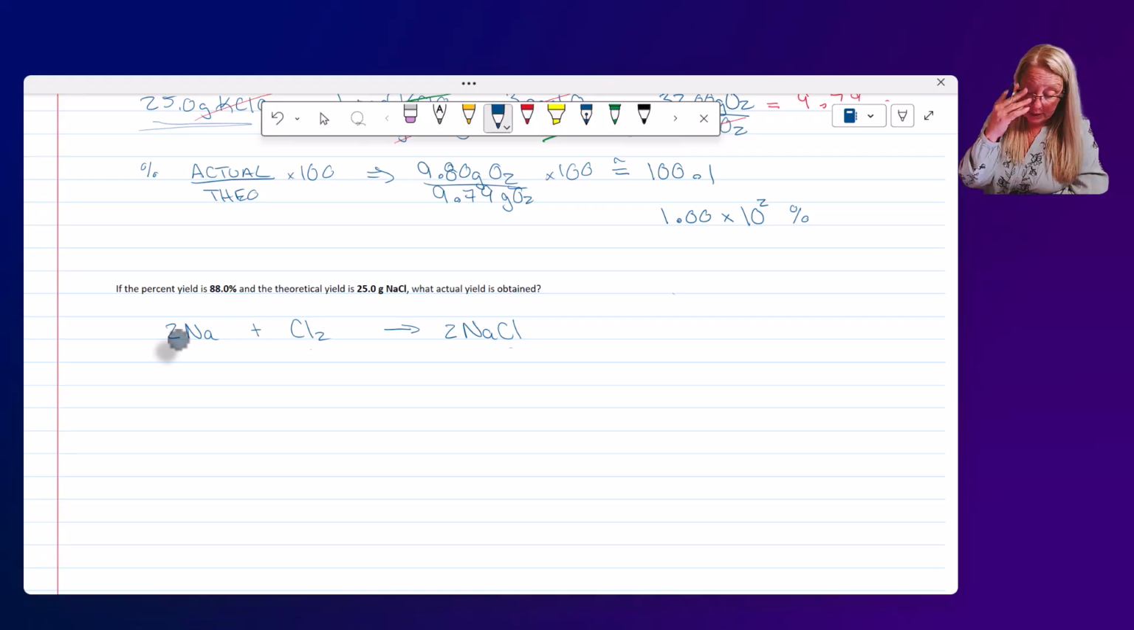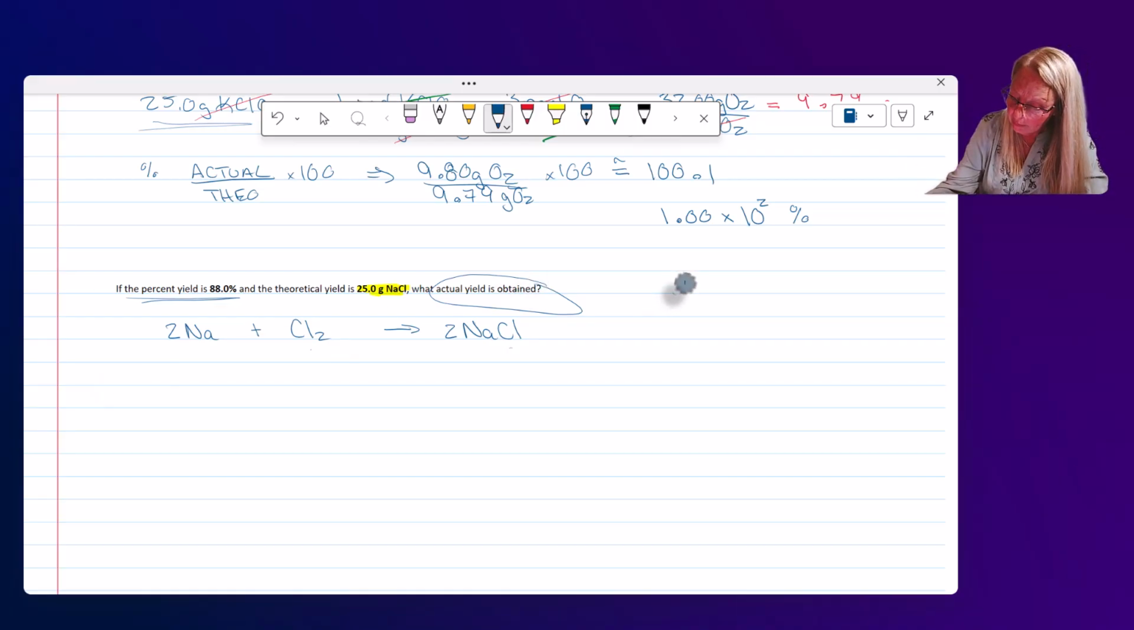All right. So now what's the question asking? This is saying we know what the percent yield is. That's the 88%. And the theoretical yield is 25 grams. So this question is then saying, what is the actual? Well, there's not a lot of steps, but we can still do it. So remember, this is just actual.